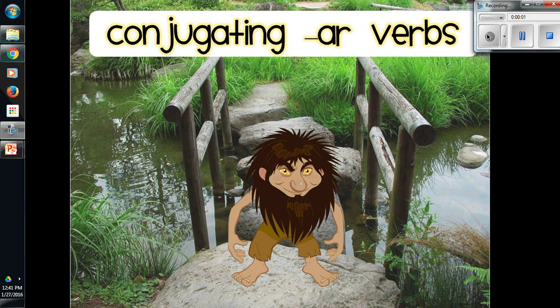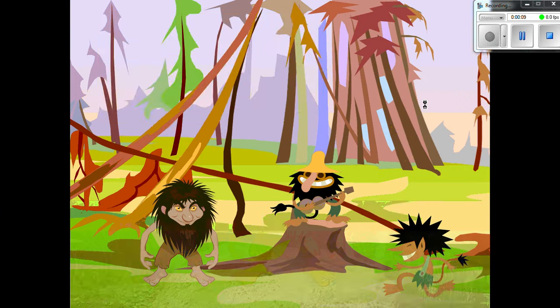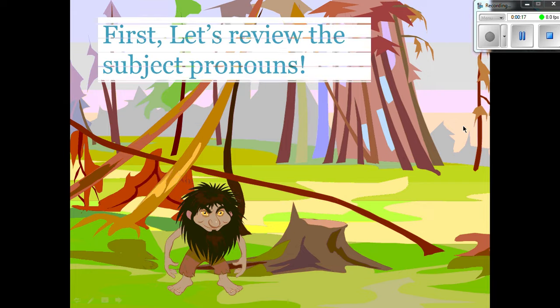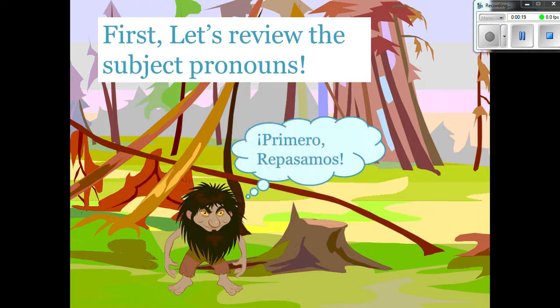Today I am going to go through the PowerPoint that we went through in class to look at how to conjugate an AR verb. So first they tell us that we're going to conjugate some verbs that end in AR. So this lesson is specific to only those AR verbs, not those ER or IR verbs.